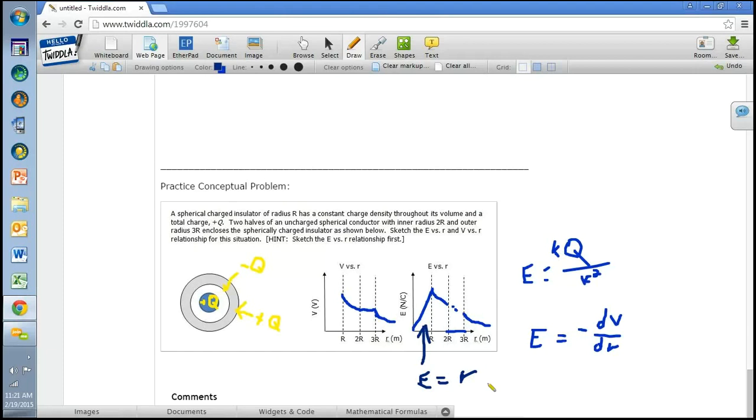Now think about that. Is it quadratic starting at zero and going up, or is it starting up higher and going down? Right, because of that negative sign. So the hard part is it's actually starting up here like a parabola and coming down like that. Pretty cool, right?